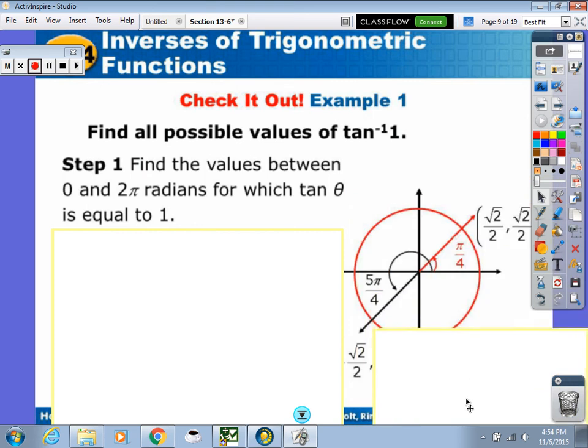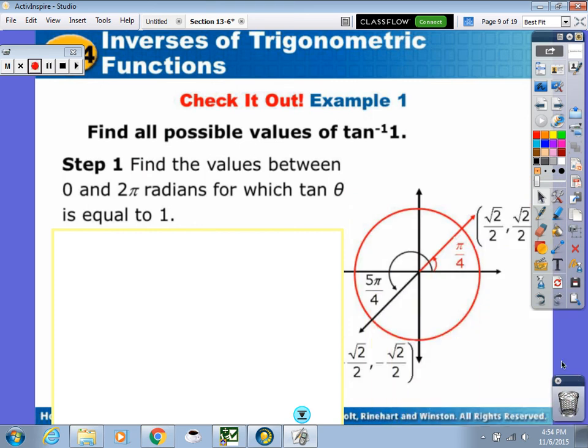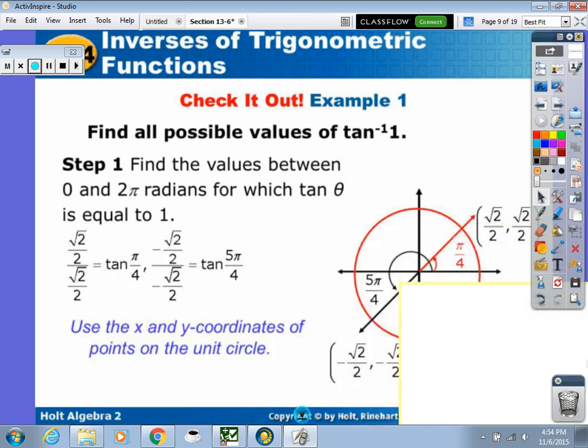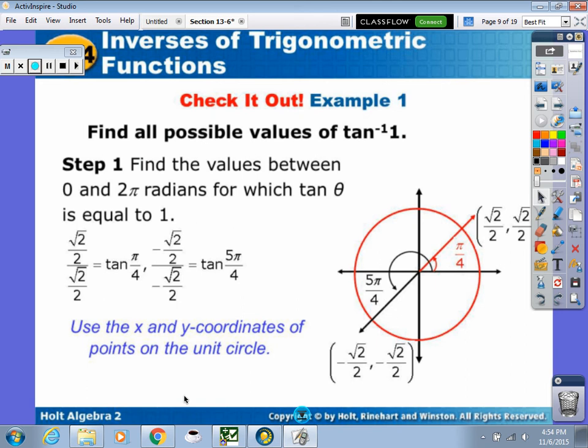So here's our picture. We can see that it's across from each other. The first one happening at pi over 4 and the next one at 5 pi over 4. Our positive values, root 2 over 2 over root 2 over 2 in its ratio will give us the value of 1. The two negative values here, negative root 2 over 2, negative root 2 over 2, in a ratio of y to x will give us a value of 1 as well.